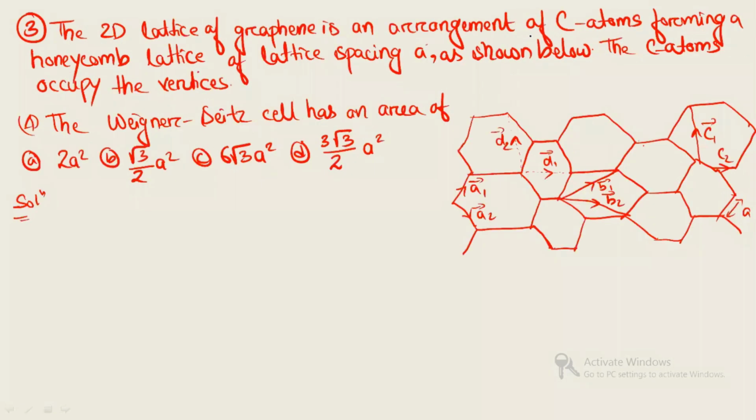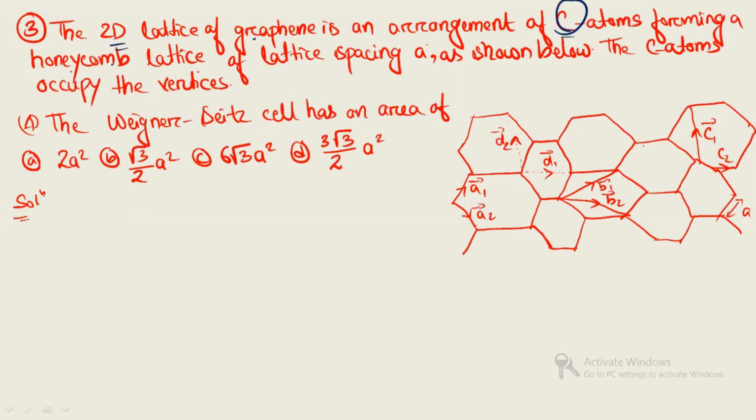Okay. So here in the question, like I said, a two-dimensional lattice of graphene is an arrangement of carbon atoms forming a honeycomb lattice of lattice spacing A, as shown below. So the carbon atoms occupy the vertices. So what is said in question number A: the Wigner-Seitz cell has an area of what? The area you are asked to calculate. So let us see the question again. So here it is said you have a two-dimensional lattice of graphene, and it is an arrangement of what?